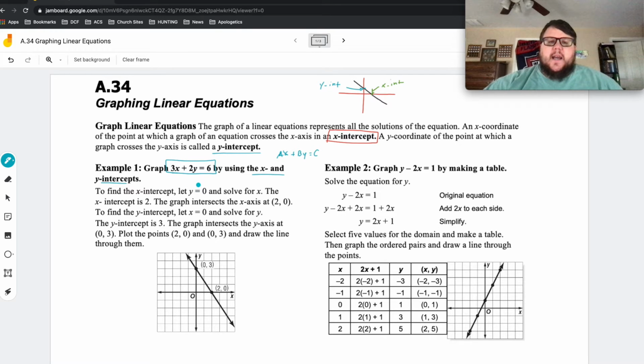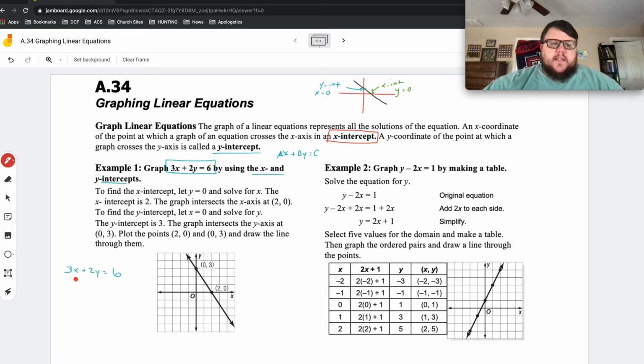So they give us 3x plus 2y equals 6. I'm just going to go ahead and rewrite this here. What you need to know is that for the x-intercept, where the line crosses the x-axis, y equals 0. And for the y-intercept, where the line crosses the y-axis, x equals 0. So using that information, we can find our x-intercept and our y-intercept.